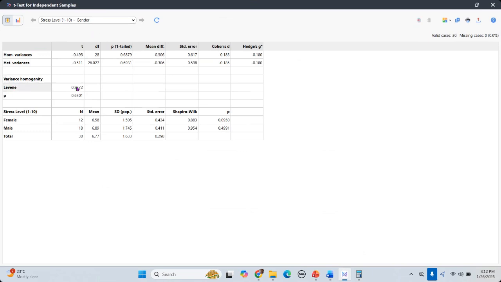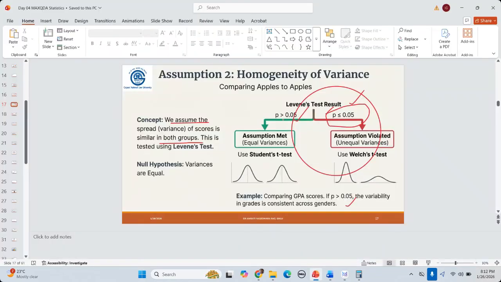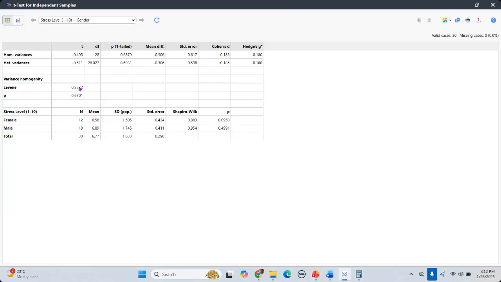We got the homogeneity of the variance test. Our p-value is 0.23. It means it is greater than 0.05. Our p-value should be greater than 0.05, meaning equal variance assumed. So look at our output here. It is 0.23, which is greater than 0.05. There is equal variance among the male and female respondents.